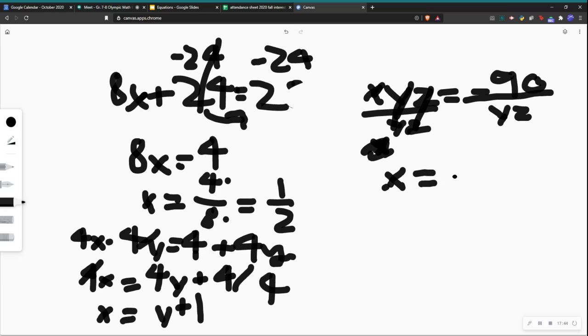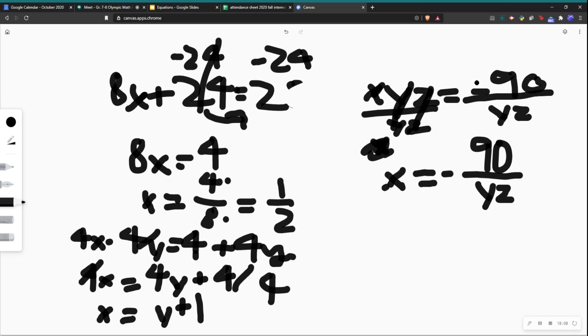X is equal to, now this would just be a fraction. You can't really simplify it any further. So we just write negative 90 over yz, just like that. Don't need to simplify it. And also you can put the negative sign in front of the fraction instead of leaving it in the numerator. I think this looks nicer than that.